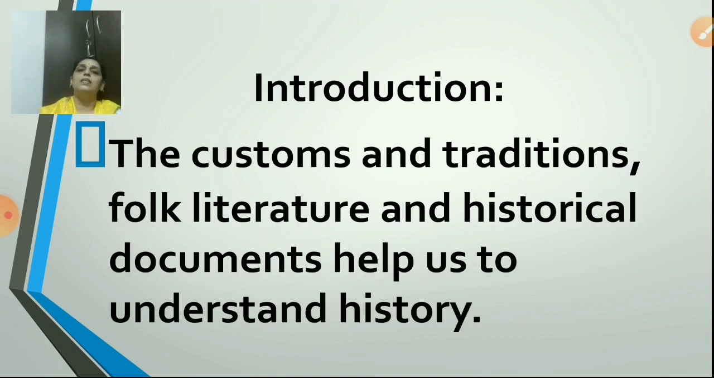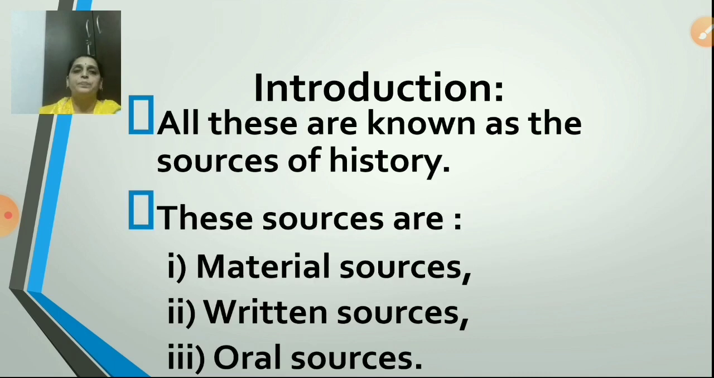Now the next, the customs and traditions, folk literature and historical documents help us to understand history. Folk literature, customs, traditions and historical documents help us to understand history. Next, all these are known as the sources of history. These sources are material sources, written sources, oral sources. This means all these are known as sources of history.